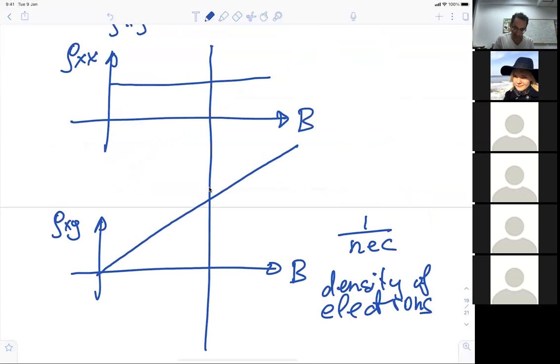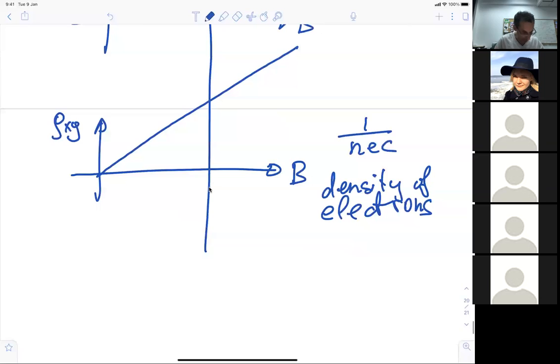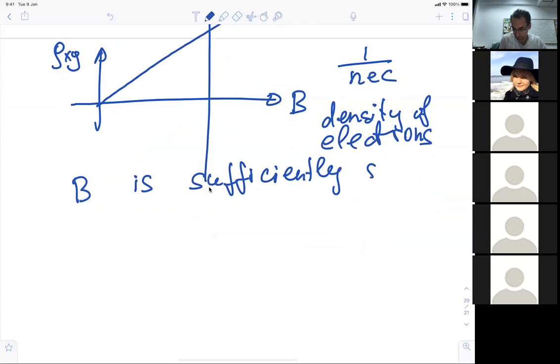Essentially there is some critical value of magnetic field where our treatment breaks down. So there's an assumption that our fields are sufficiently weak. What sufficiently weak means, we will discuss next time. But B is sufficiently small, whatever that means, discuss next time. That's point number one.